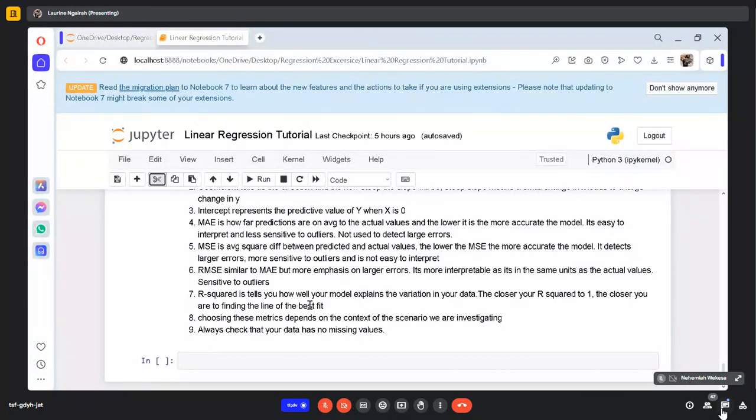And always check that your data has no missing values, because you cannot conduct any linear regression with a data set that has missing values.